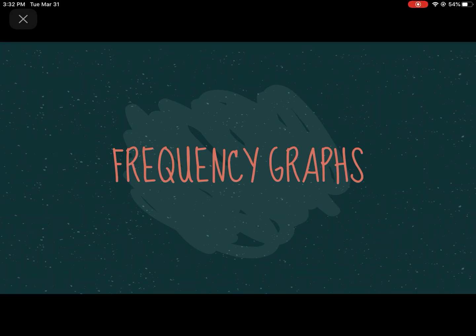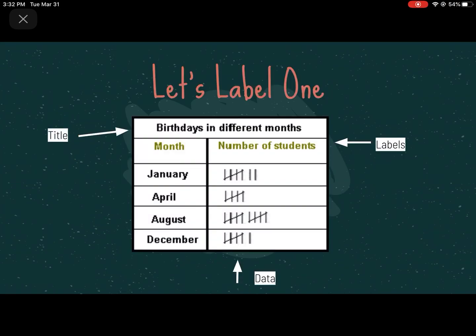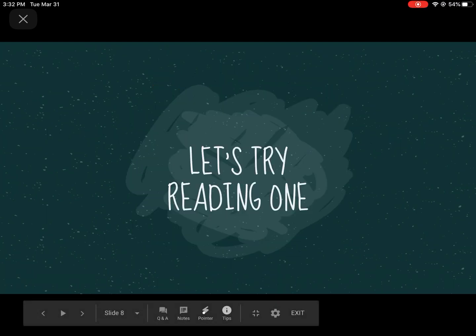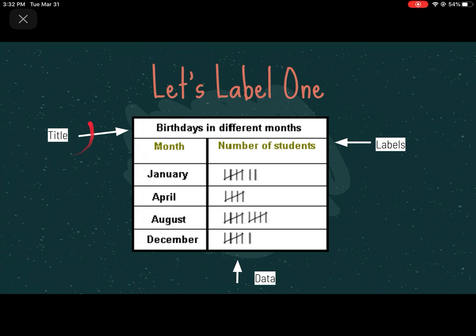These incorporate tally marks, so it's going to be very important that you are able to correctly count tally marks. And you're going to show the totals with those tally marks. So if we look at this frequency graph, there are 3 parts. We have our title, and our title tells us what we were asking, what our question or our criteria was. So for this particular frequency table, we asked about birthdays in different months, okay?